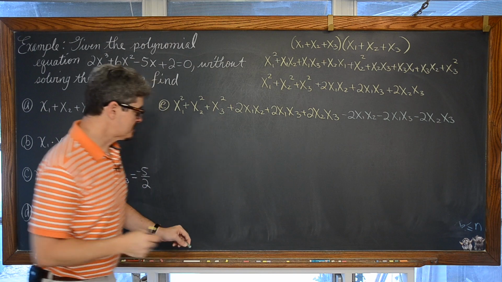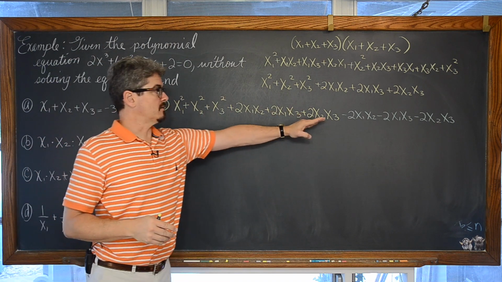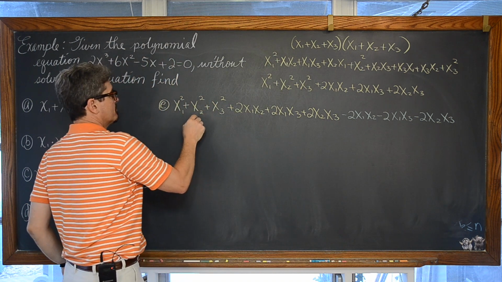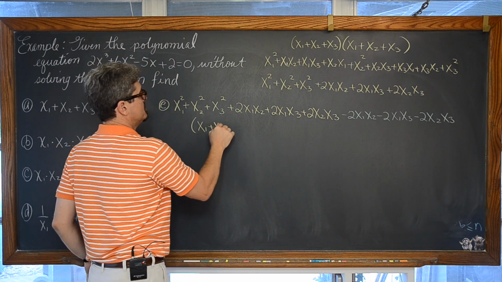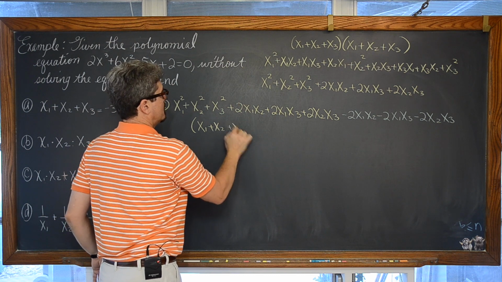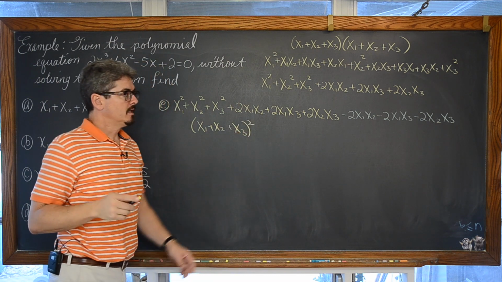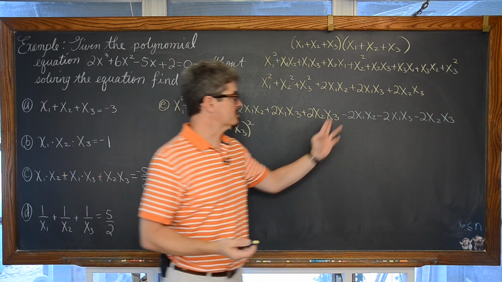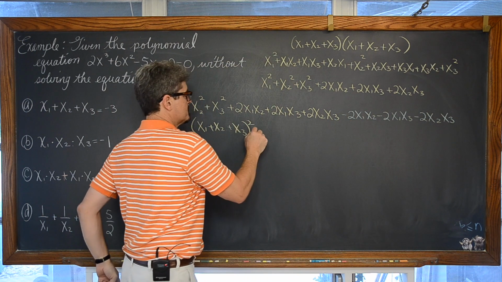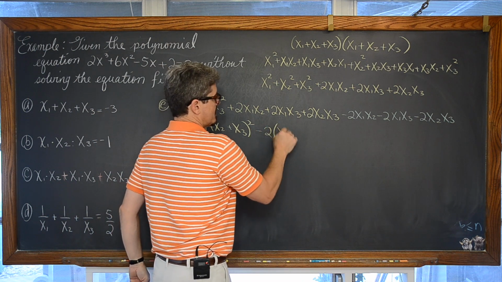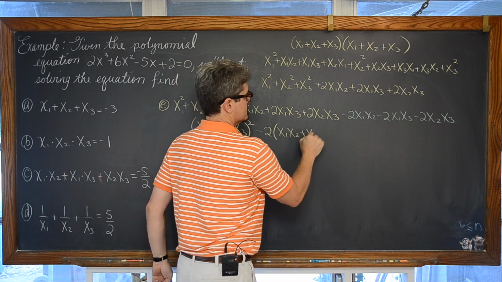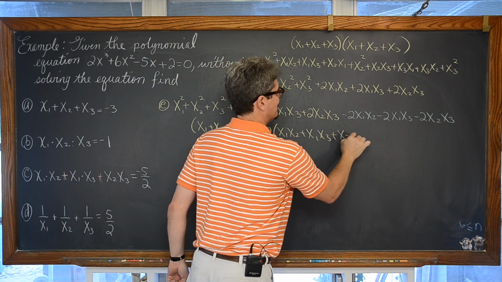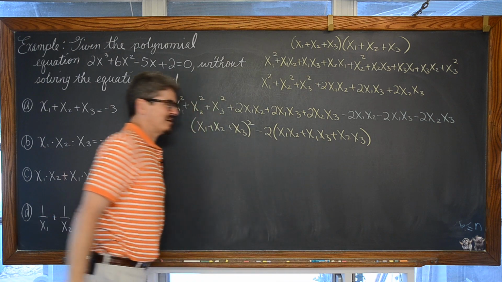Great. Now, is that so great? Well, yes. Everything in yellow is going to factor back, or become in factored form, parentheses, x sub 1 plus x sub 2 plus x sub 3 squared. Now, our last two terms, all of these have a common factor of negative 2. So if I take out that common factor of negative 2 and leave it as x sub 1 x sub 2 plus x sub 1 x sub 3 plus x sub 2 times x sub 3. Yes, I actually find this to be fun.